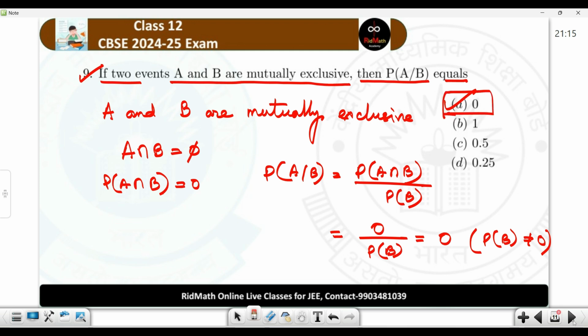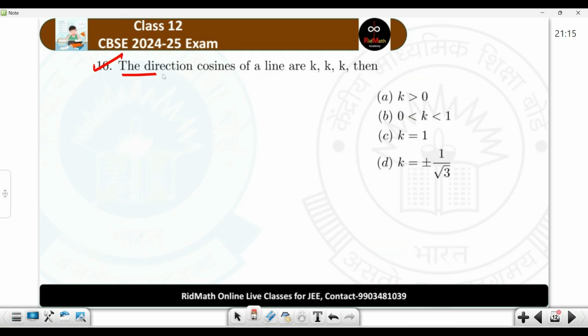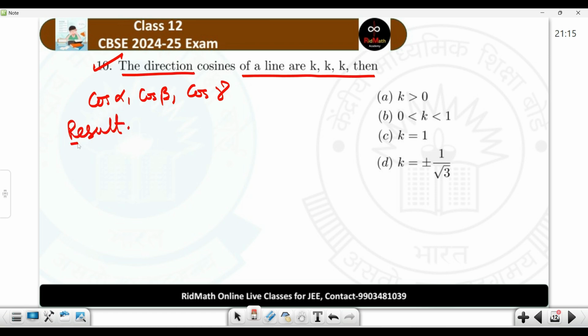Next problem. Problem number 10. The direction cosines of a line are k, k, k. Then what is k? We know that if the direction cosines are cos alpha, cos beta, and cos gamma for a line, then we have a result: cos square alpha plus cos square beta plus cos square gamma is equal to 1.